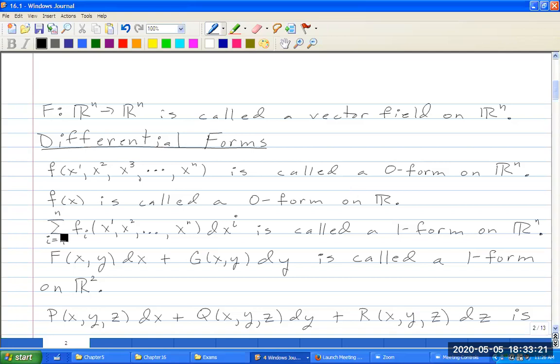The sum of f sub i of x1 through xn dxi, for i going from 1 to n, is called a one form on Rn. So an example of a one form on R2 is f(x,y) dx plus g(x,y) dy. So that is a one form on R2.